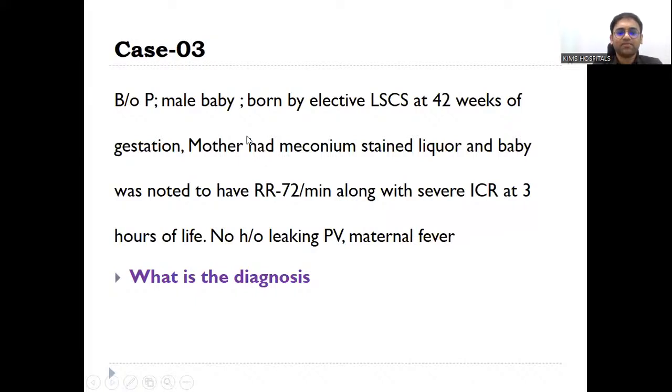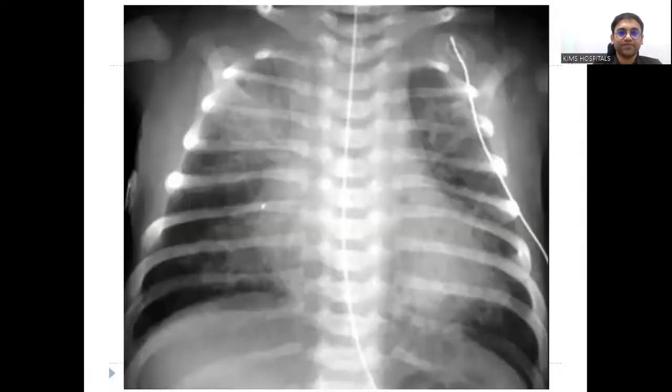So next we have a male term baby, LSCS at 42 weeks, with meconium-stained liquor and respiratory distress. When a baby is born with meconium-stained liquor and has respiratory distress without any other objective evidence, we should consider meconium aspiration syndrome. It is characterized by heterogeneous opacities with consolidations, atelectatic patterns, and hyperinflated lungs. This is really suggestive of meconium aspiration syndrome.